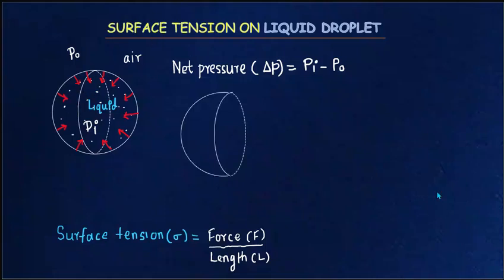So if you look here, friends, I have taken the half part of this spherical droplet. We know that the net pressure acting inside this bubble is Pi minus Po. So Pi is basically the inside pressure and Po is the outside pressure, that is atmospheric pressure. The net pressure which is acting inside will be something like this, friends. I can draw it like this, for instance. So net pressure acting inside is delta P.